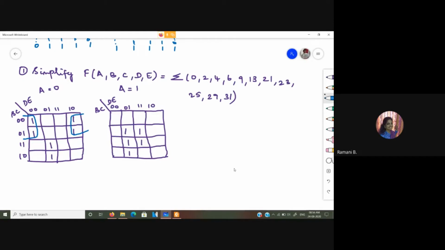The first variable, as we are grouping this in the map corresponding to a equal to 0, that corresponding term is a bar. Then in both of these rows we have b equal to 0, so b bar. C is equal to 0 and 1, so we shall leave it out. Then with respect to these two columns, D is equal to 0 and D is equal to 1, so that can be left out. And E is equal to 0, so E bar.